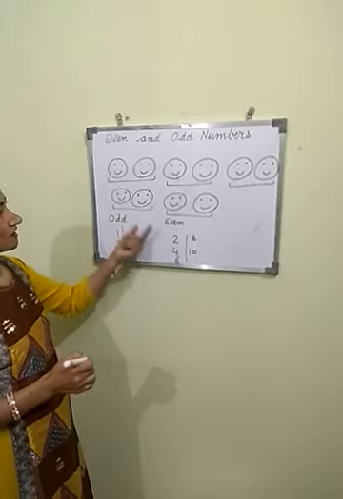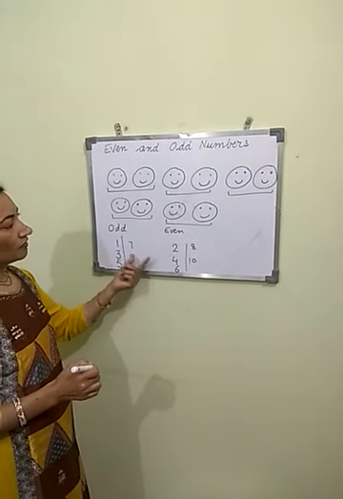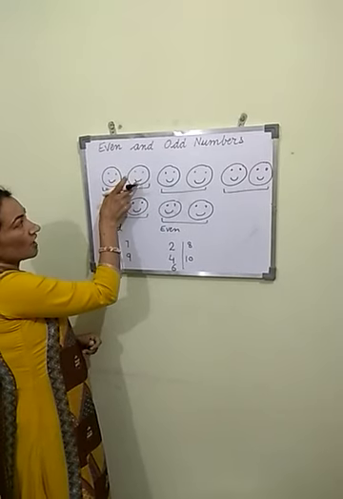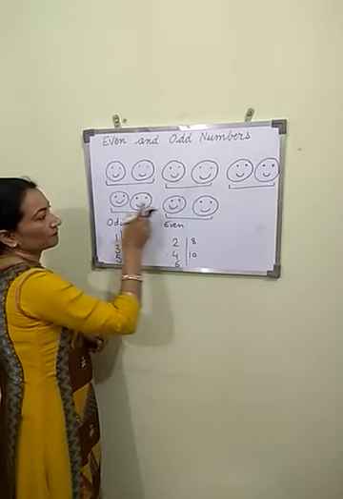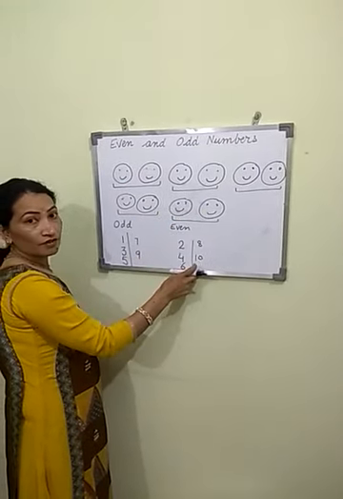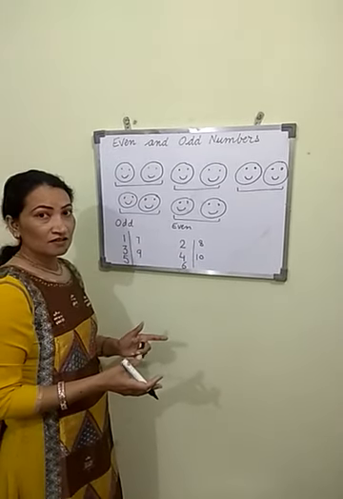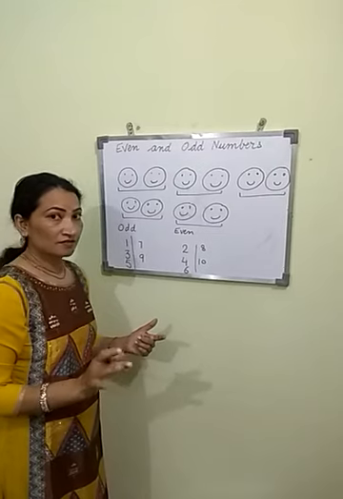Now, through this example, we will learn even and odd numbers. How? The numbers which have perfect pairs, they are even. And the numbers which don't have perfect pairs, they are odd numbers.